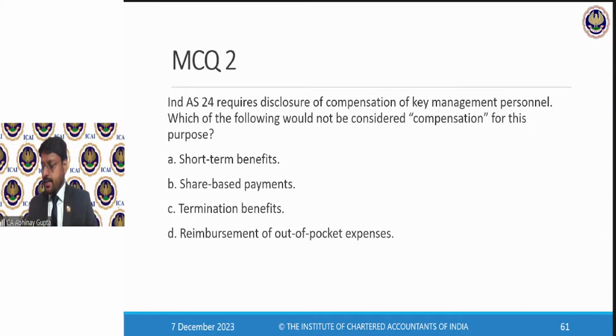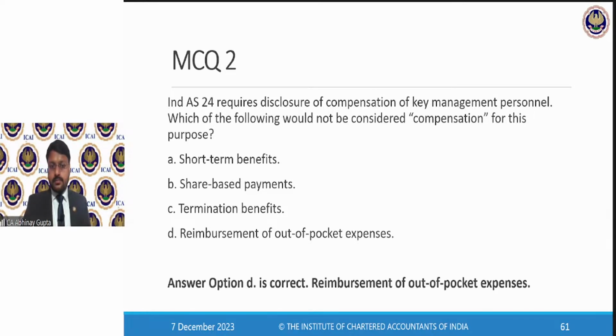I think it's also a relatively easier one. Just recall the 5 categories of the compensation defined by this standard. So, which is not a compensation category given in this standard? Short-term benefits, share-based payments, termination benefits, or reimbursement of out-of-pocket expenses. A, B, C, D. D. Kirti is saying correct, because reimbursement of out-of-pocket expenses is not the category given in this standard, right?